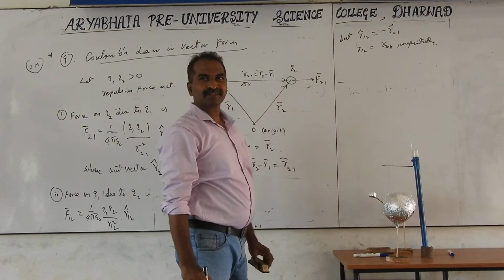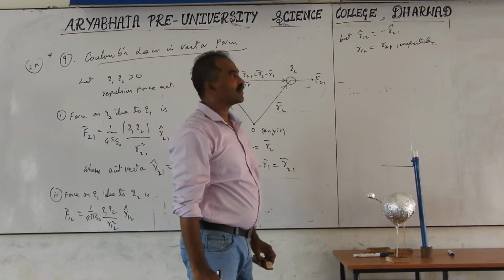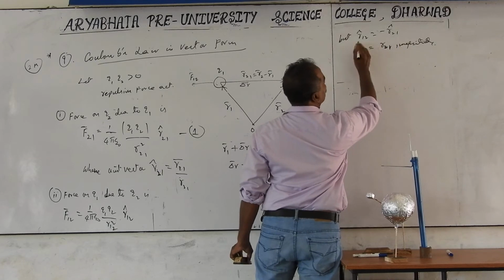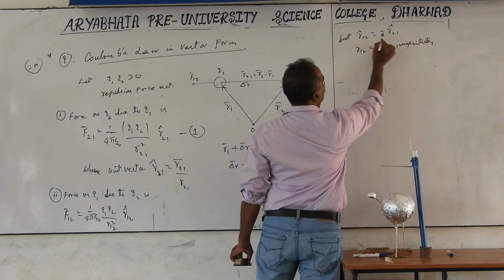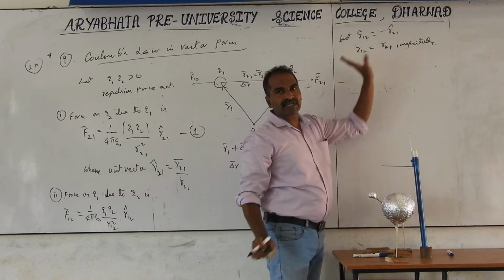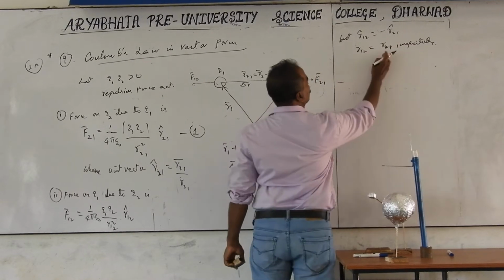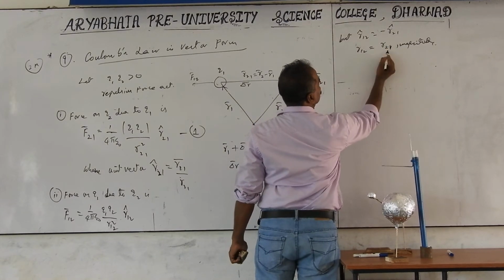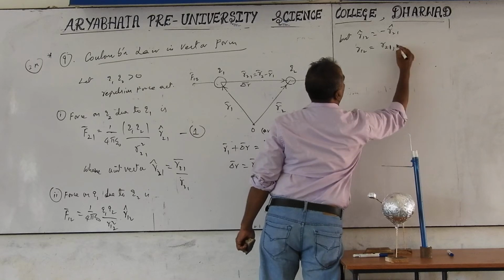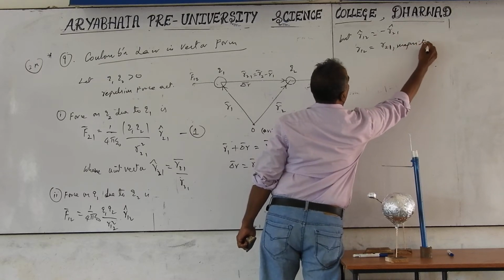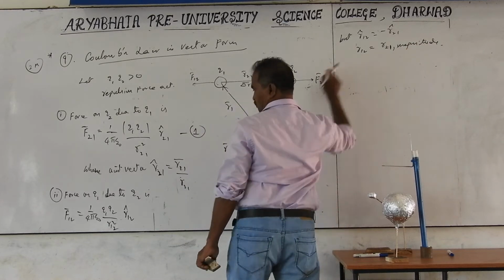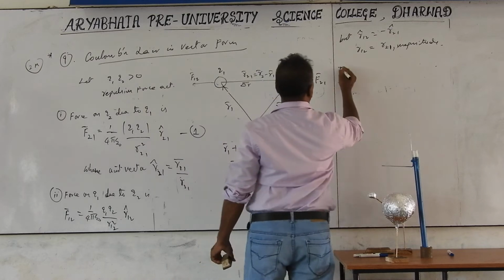Once again I'll revise. R12 cap equals minus of R21 cap. If you take the bar, R12 bar equals minus of R21 bar. So on both sides you can take either the unit vectors or the vectors. And the magnitude of R12 equals the magnitude of R21.